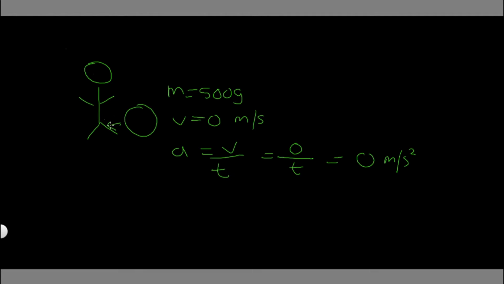But let's change this a little bit. Say the velocity was 5 meters per second. Oh, sorry, I meant the acceleration was 5 meters per second squared. So the ball would be moving towards the guy at this velocity. And once the ball hits, the guy would feel something. Why? Because the ball exerted a force upon the guy.